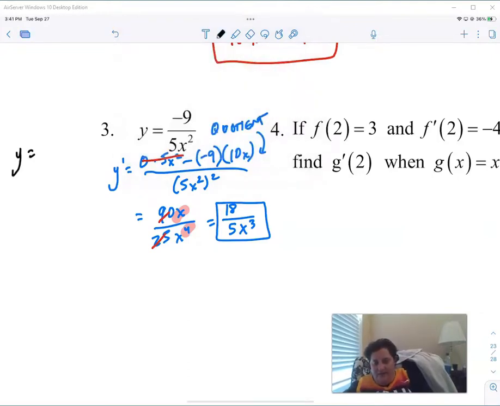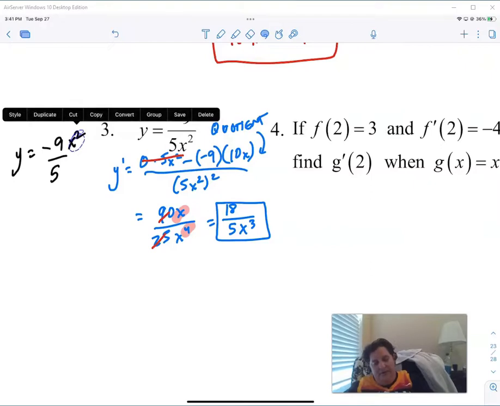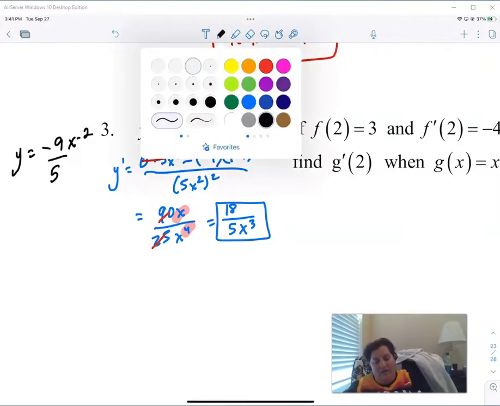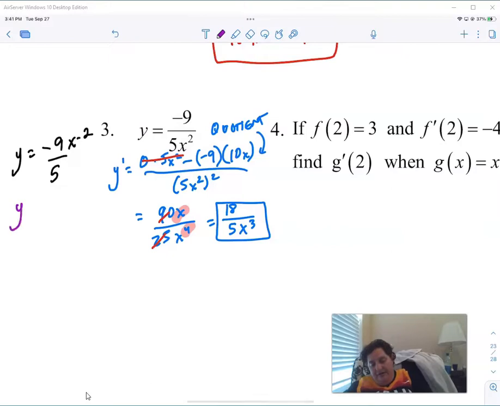And a lot of you may have seen this already, but we've done problems like this. And what did we do? Well, we just took the x squared and moved it up, right? But when we move it up, it becomes a negative exponent, okay? It's actually x to the negative 2. And now, check this out. Derivative would be, bring that down, negative 9 times negative 2, 18 over 5 x to the negative 3. Or another way of writing that is 18 over 5x to the third.